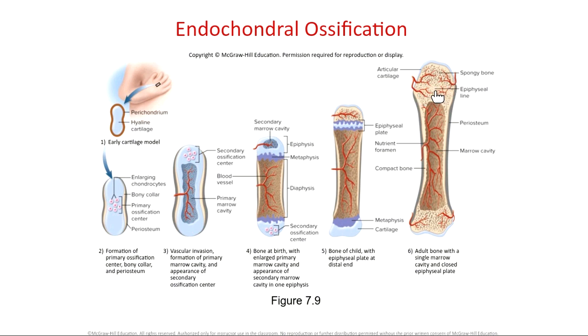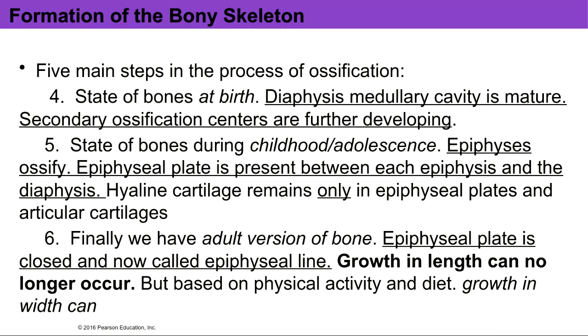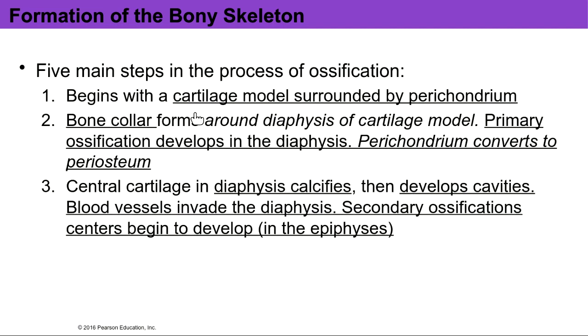So at this point, the only place you should see cartilage is on the very outside of the epiphyses, right? And this would be the articular cartilage, which is hyaline cartilage. So as an adult, you're only going to see this cartilage around the bone at the ends, at the epiphyses, at each end. Now let me go back and just make sure we covered everything for each of those steps, right?